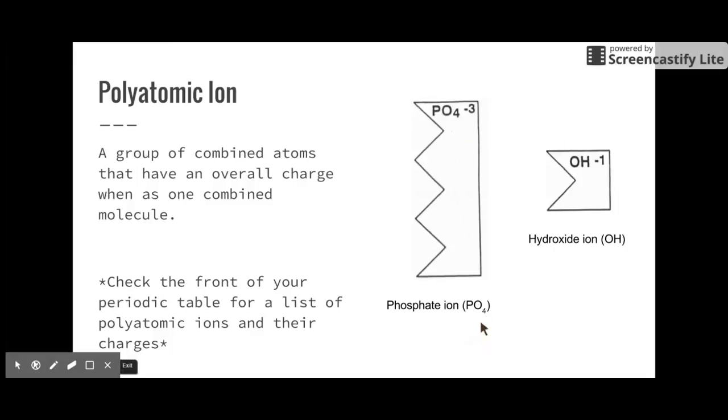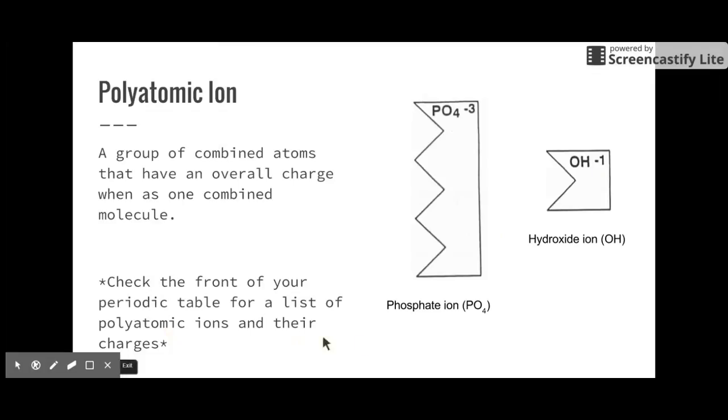So this is a phosphate ion, this PO4 right here. Now this PO4 is considered to be one piece, even though it's made up of both phosphorus and 4 oxygens. But this piece, phosphate, PO4, has a total charge of -3. Similarly, this hydroxide, OH, that's 2 atoms. That's a polyatomic ion. But this one molecule has a piece that's a -1 charge.